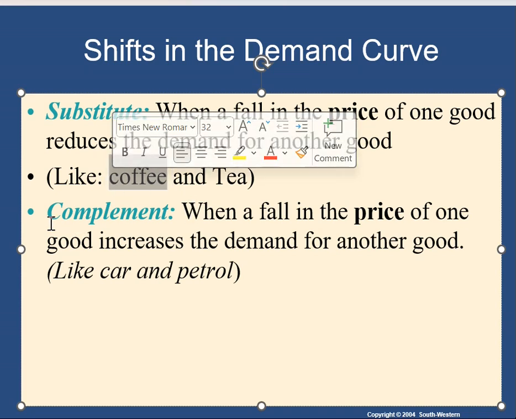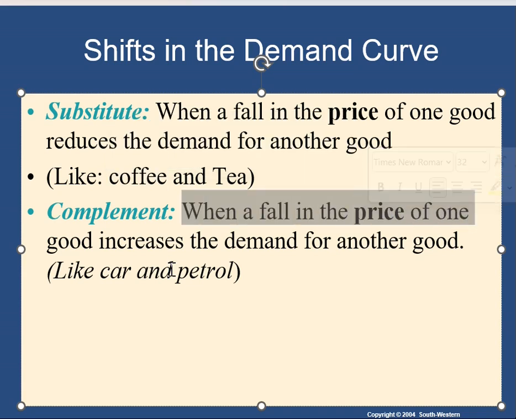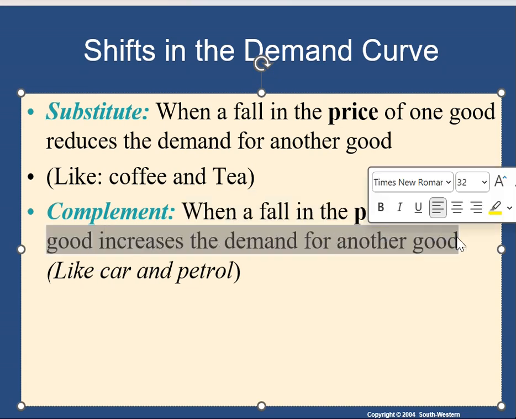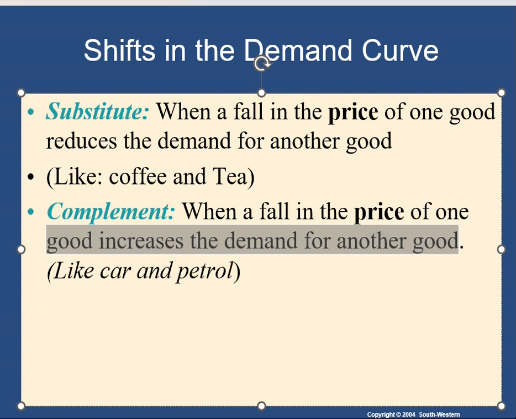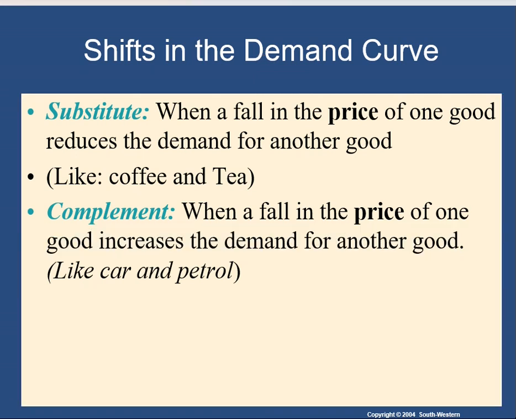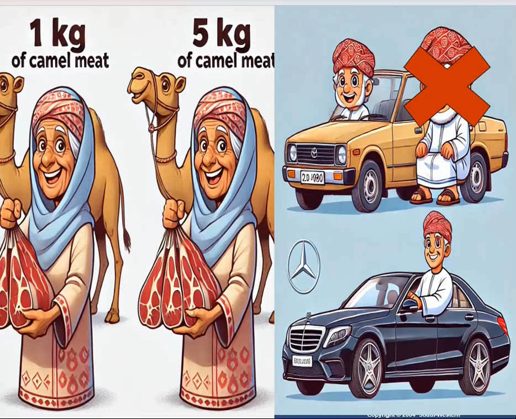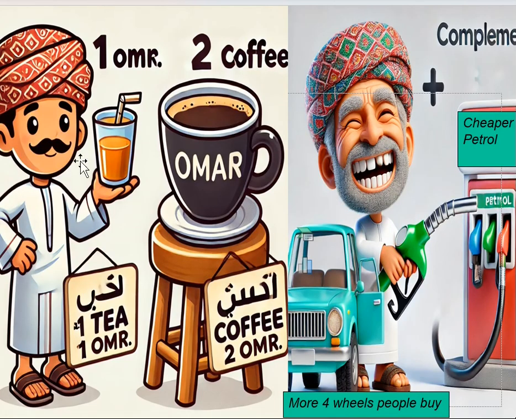Okay. And what about complements? When a fall in the price of one good increases demand for another good. So examples are car and petrol, pen and ink. You will understand more if I show you this picture.